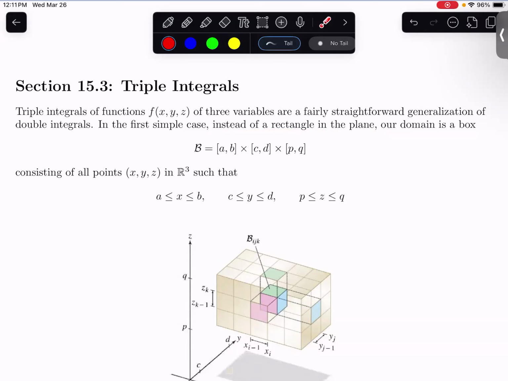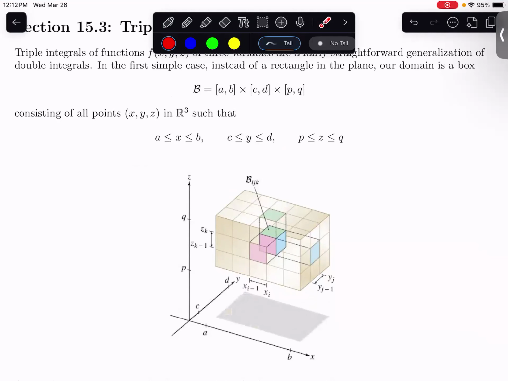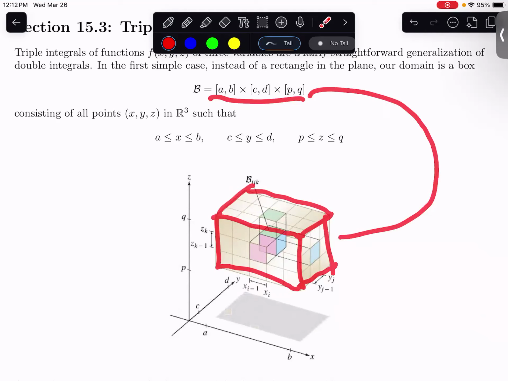So we're going to be looking at domains of the following form, a triple product of these three intervals. This is really just saying we're looking at all of the points x, y, z in R3 such that x is bounded between a and b, y is bounded between c and d, and z is bounded between p and q. So this is what our box looks like. Ignore the partition, all the sub boxes. This is the box that they're talking about, the product of the three intervals that we have. This is how you would draw it.